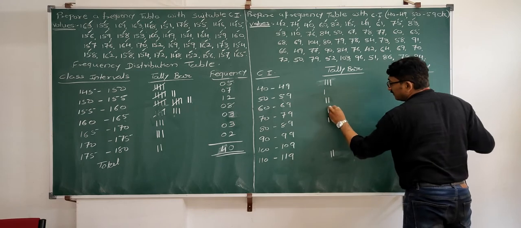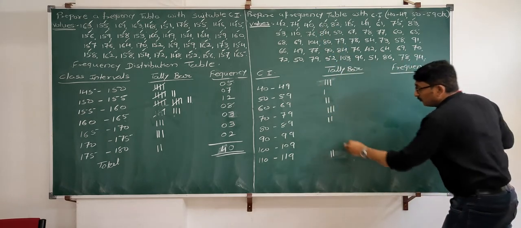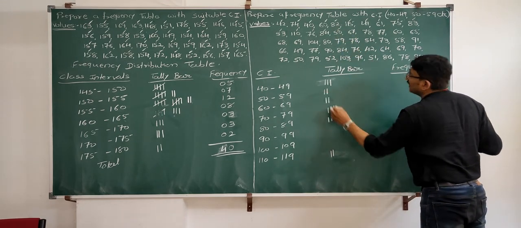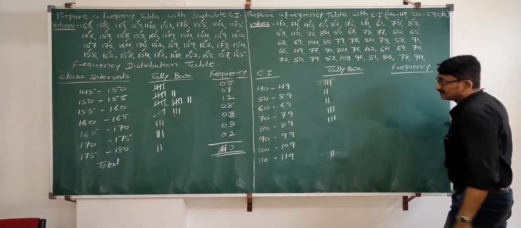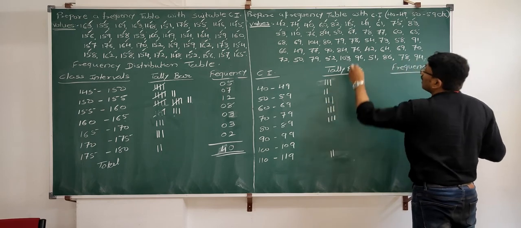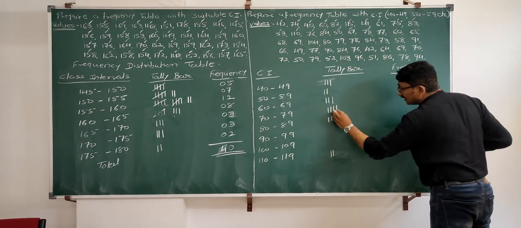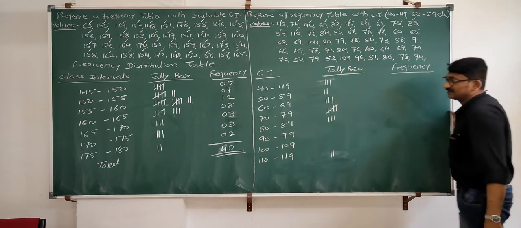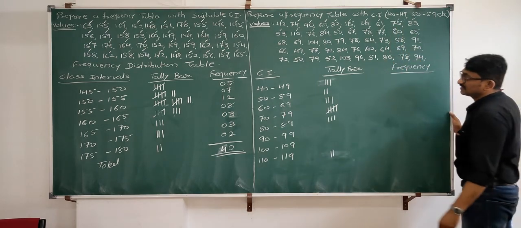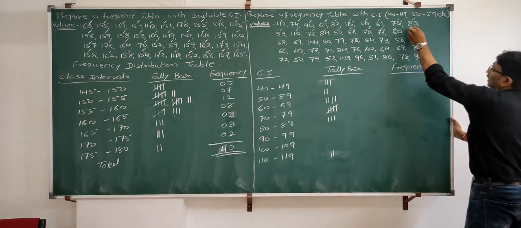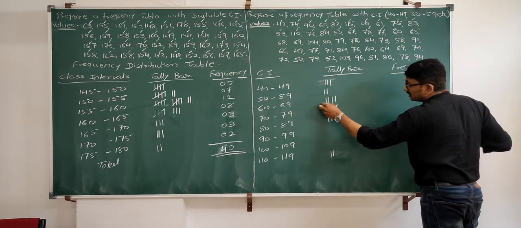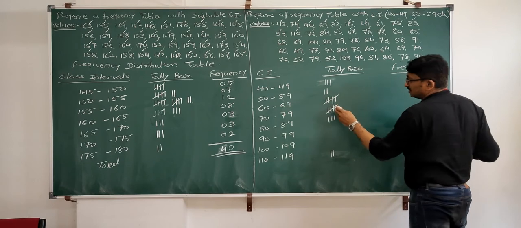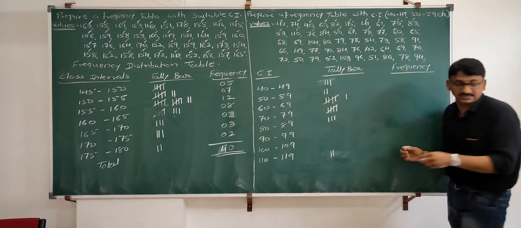76 comes under 70 to 79. 84 comes under 80 to 89. 50 comes under 50 to 59. 67 comes under 60 to 69. 70 to 79. 77 again 70 to 79. 4 lines are over, 5th line it is a 60 comes under 60 to 69. 65 comes under 60 to 69, but it is the fifth line, cross it. 68 comes under 60 to 69. Here 5 lines are over, keep some space, again start.